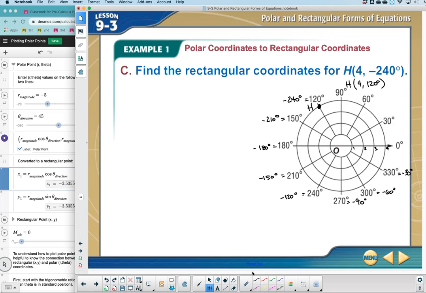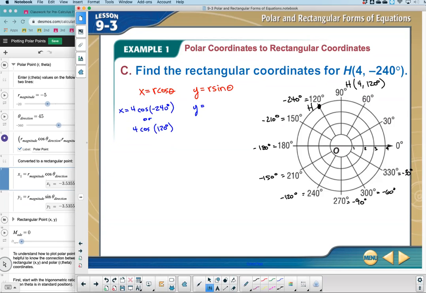Now let's find the rectangular coordinates. The formula we learned just a moment ago is that x equals r cosine theta, and y equals r sine of theta. So x equals 4 cosine of negative 240, which I'm going to actually use as 4 cosine of a positive 120.